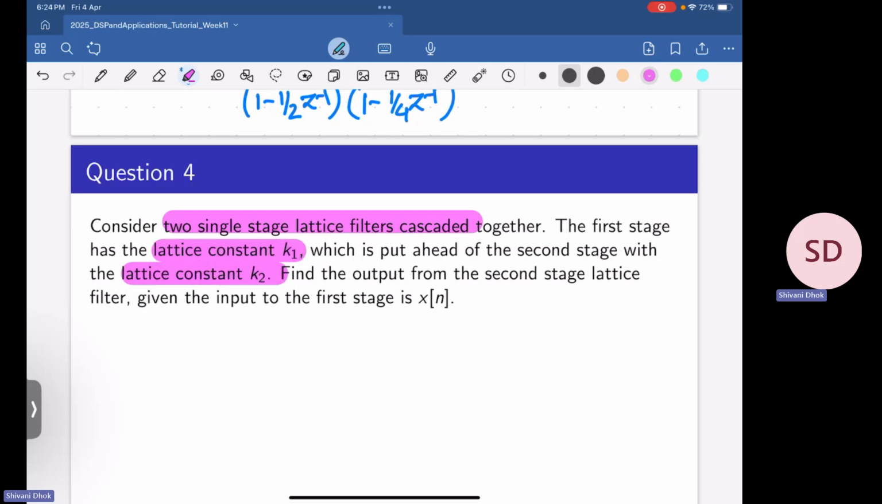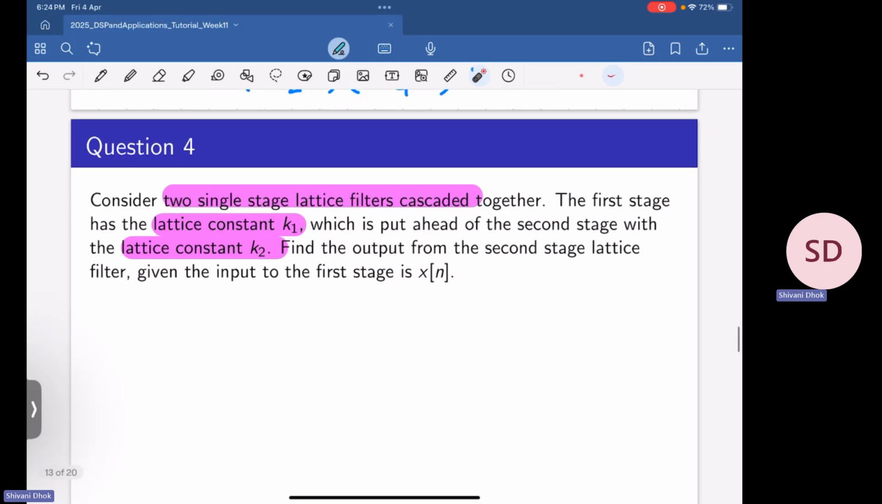Given the input of the first stage is x of n, what is said is we are giving the input to the first stage of the lattice and we are taking the output from the second stage lattice. So this is like an FIR filter that we are having. This is the nature of the lattice that we get in an FIR filter.